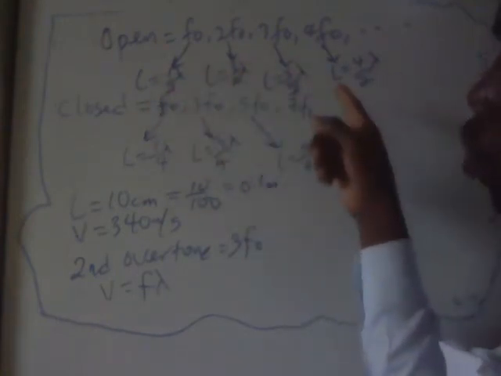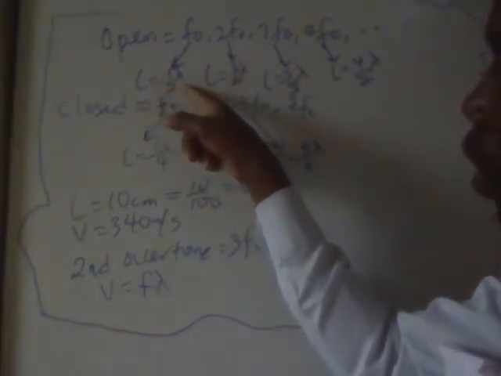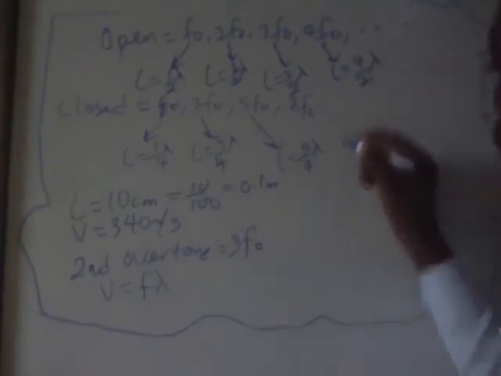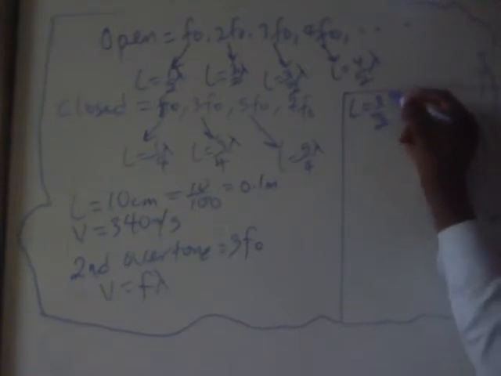Which one are you going to use? Is it L equals half lambda, or L equals 2 over 2 lambda, or L equals 3 over 2 lambda? We are going to use L equals 3 over 2 lambda, because it's this one that corresponds to the second overtone. So L equals 3 over 2 lambda.